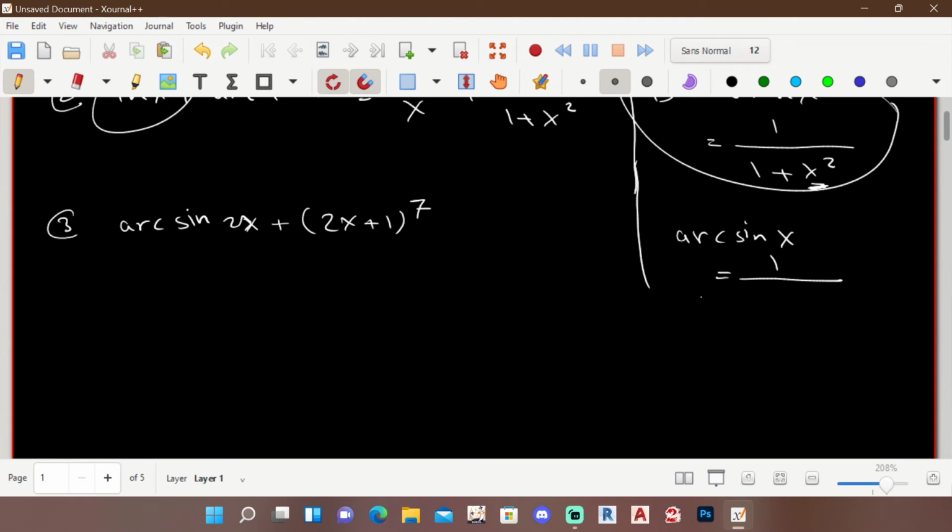It's 1 over the square root of 1 minus x squared, and this is the arcsine. And here we've got 2x, so it's not x, so you need to keep that in mind. First I'm gonna do the first one.